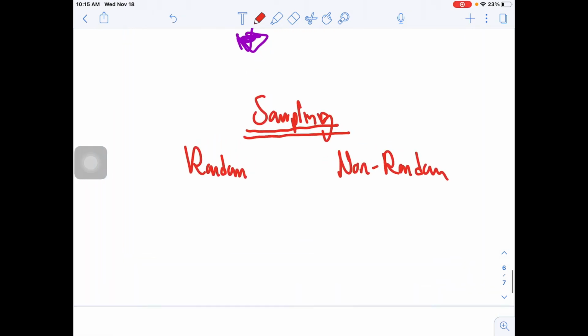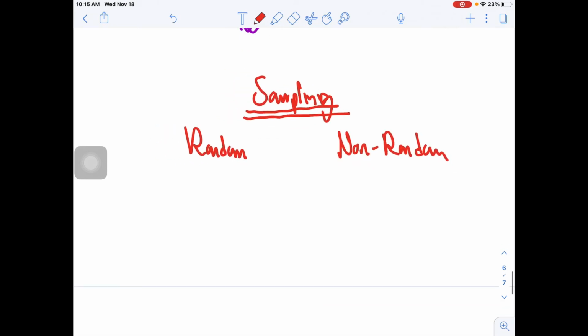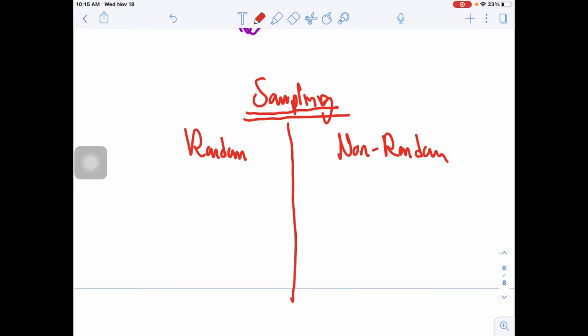Okay, we talked about sampling and methods of random sampling, right? We can do simple random sampling, we can do systematic, we can do cluster, we can do stratified. Those are all methods of random sampling, right? And ideally, we want random sampling. So that's the first piece here, right? We want, ideally, random sampling.